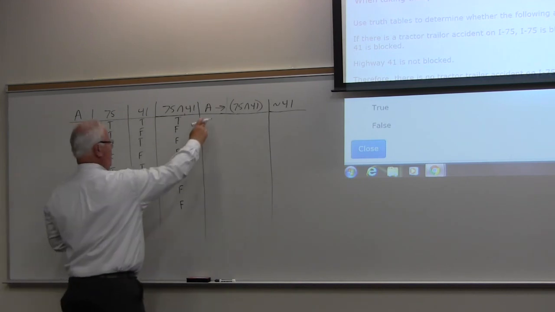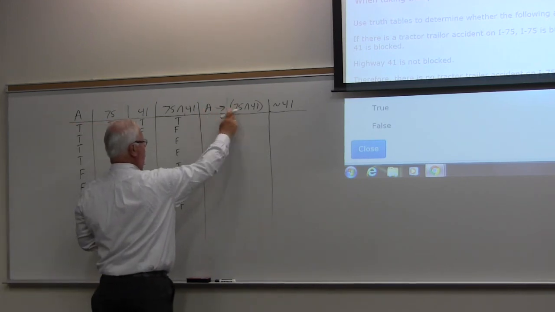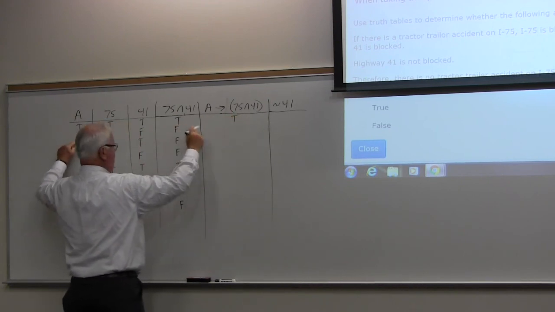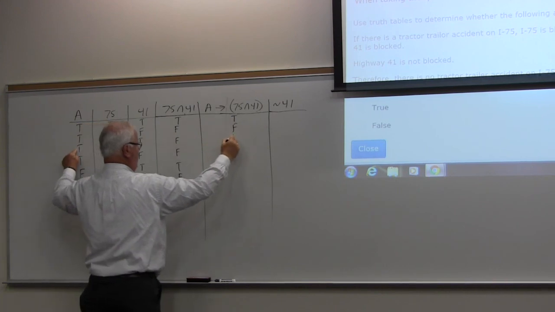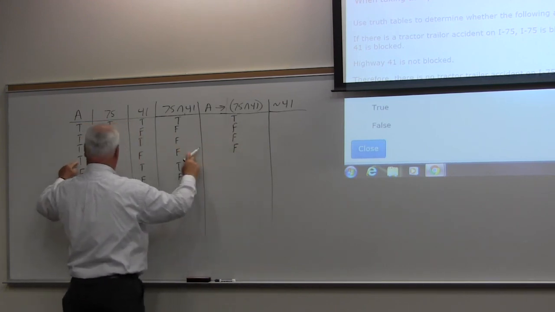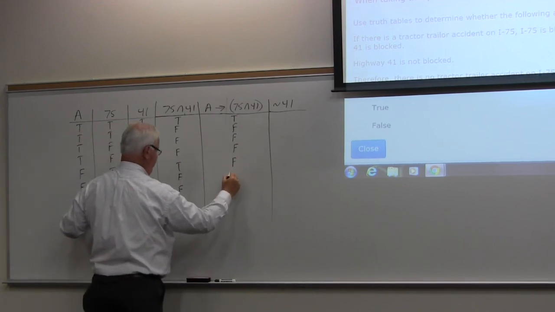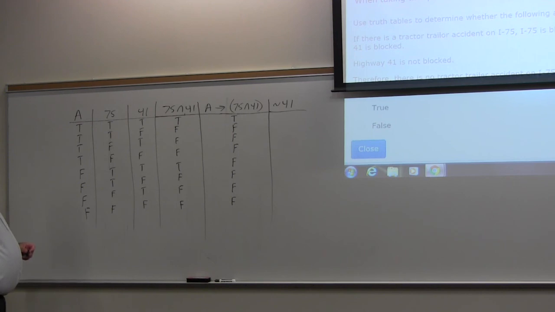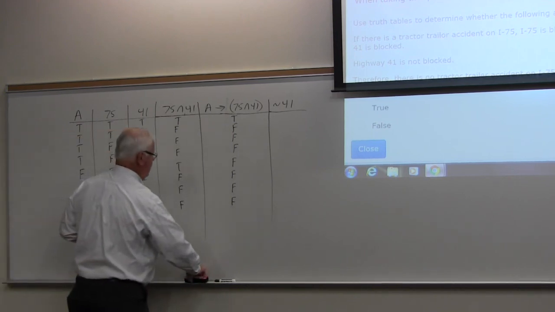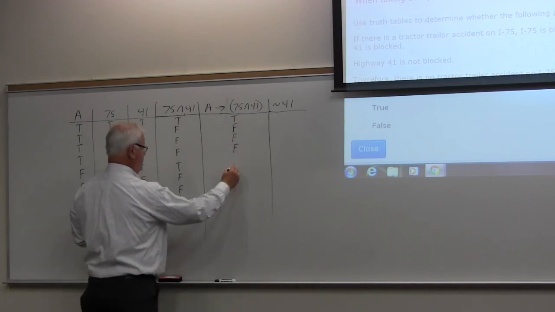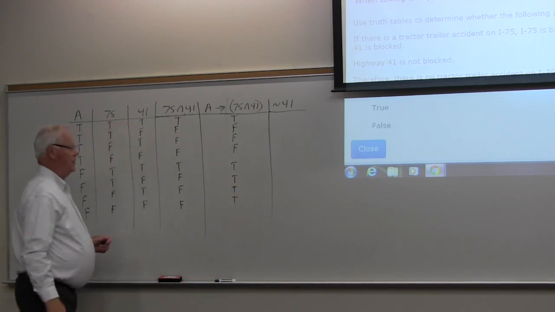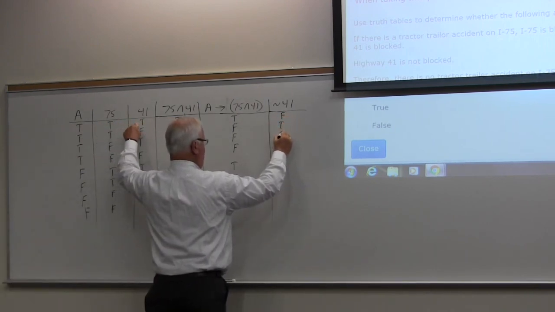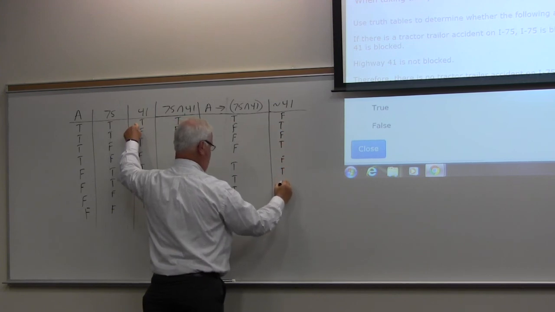So, A implies this is false only if this is true, implying false. So let's look at the T's here. T implies T is true. T implies false is false. And T implies false is false. But here we have all falses. Sorry? Oh, I'm sorry. Yes, thank you. That makes them true. Okay. Now, not 41 would be the opposite of this. So this is going to be false, true, false, true, false, true, false, true.